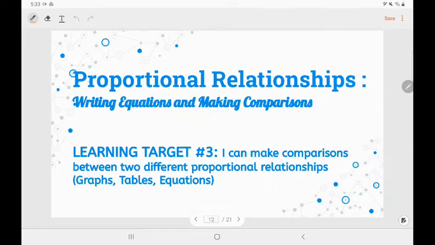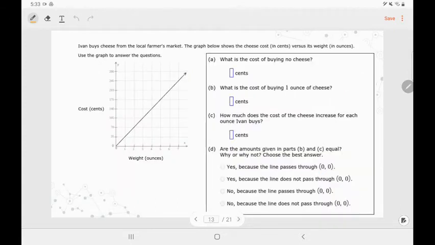Today we're going to be talking about proportional relationships, reading graphs, and making comparisons. So to begin, we're going to look at a few examples and answer them together. Ivan buys cheese from the local farmer's market, and this graph represents that situation. Notice the x-axis represents the weights, and the y-axis represents the cost. So I can use my graph to find a weight and know what the cost is.